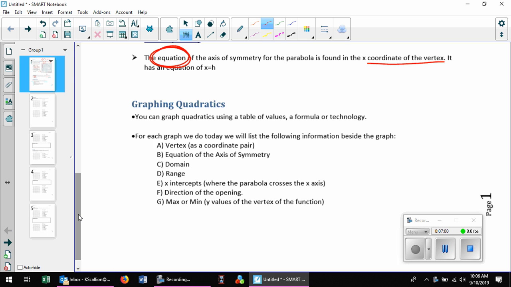So for each graph we're going to do today, we're going to list this beside it. You're going to tell me what the vertex is. You're going to tell me the equation of the axis of symmetry, so it has to be written as an equation. What's the most important thing in an equation? Equal sign. Thanks, an equal sign. It makes me sad when people say the axis of symmetry is at 8. They just write the number 8, and that's incorrect. It has to be x equals 8. Okay, so that makes sense, everybody?